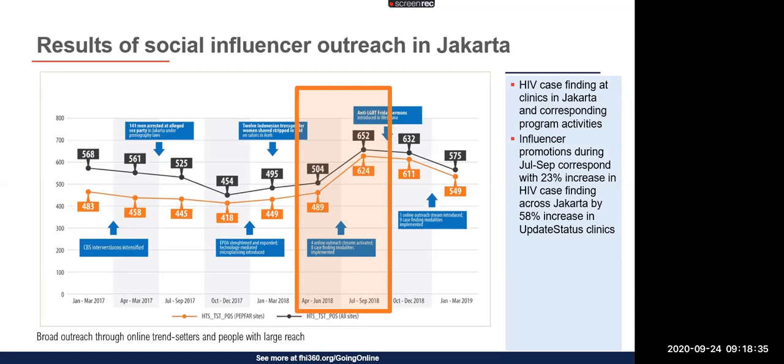What you can't see here is the 58% increase in case finding at the clinics that influencers linked their followers to book at through the project's online booking site, updatestatus.id.